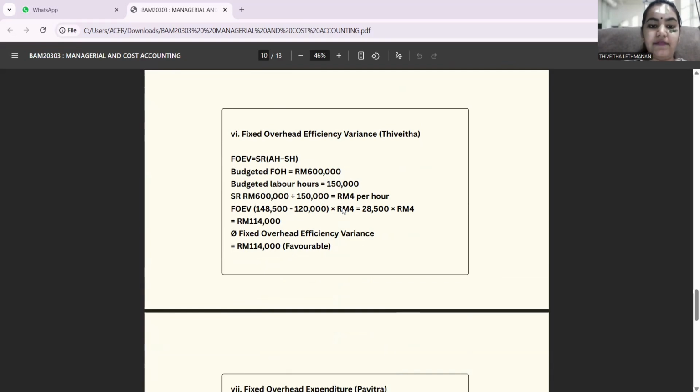The next is fixed overhead efficiency variance. This is the calculation that I got. The variance measures how efficiently fixed overheads are absorbed based on the labor hours. The standard hours allowed were 148,500 hours, while actual hours were 120,000. The standard fixed overhead rate is 4 ringgit per labor hour. So the variance is 114,000, favorable, caused by better labor efficiency. This shows that fixed overheads were absorbed more efficiently than planned. That's all from me, madam.